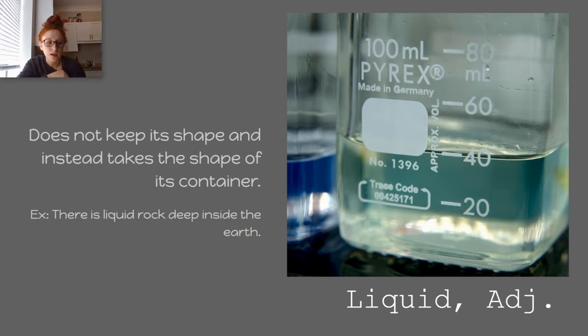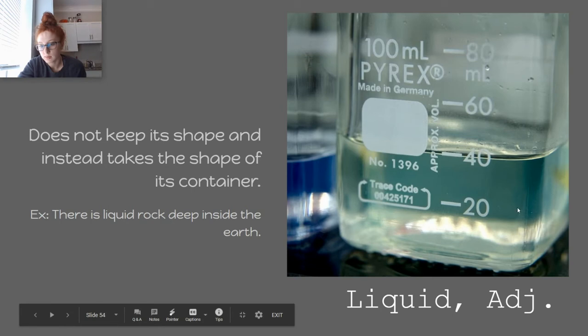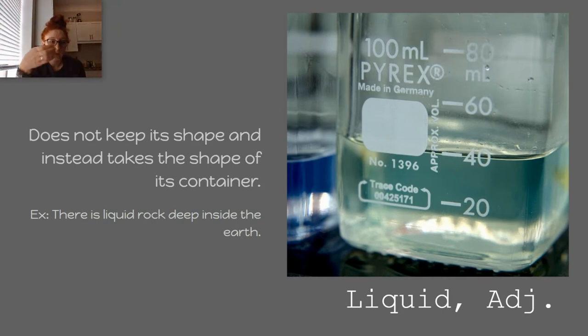Liquid. Okay, we've talked about liquids, solids, and gases before. Liquids do not keep their shape, and instead they take the shape of the container. So if you look in this picture, this seems to be in a rectangular jar or glass, right? But if you poured it into a round glass, it would look like it was round, right?